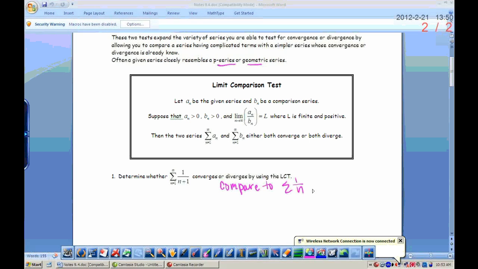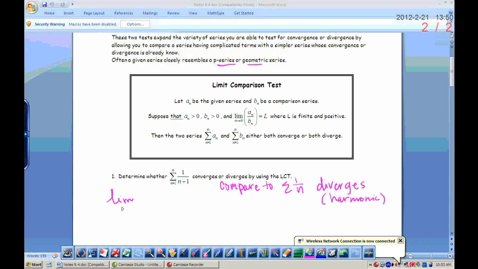1 over n. And what do we know about 1 over n? Does it converge or diverge? It diverges. Why? It is a p-series, and there's a special name. It's a p-series where p equals 1. It's the harmonic series, right? And if you just name it the harmonic series, then that's good enough justification because it's widely known that the harmonic series diverges.